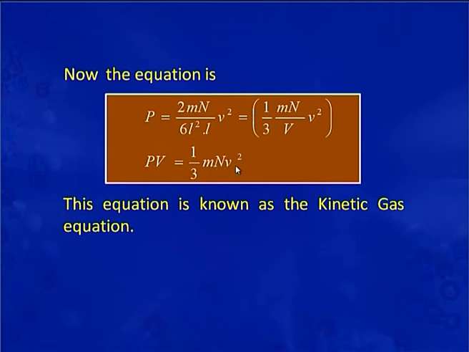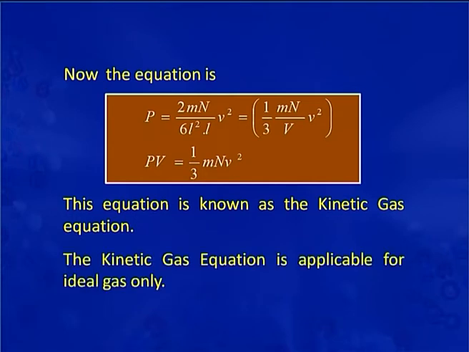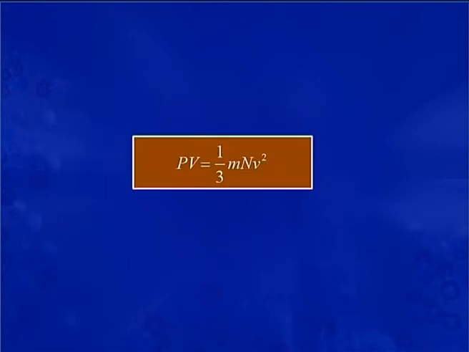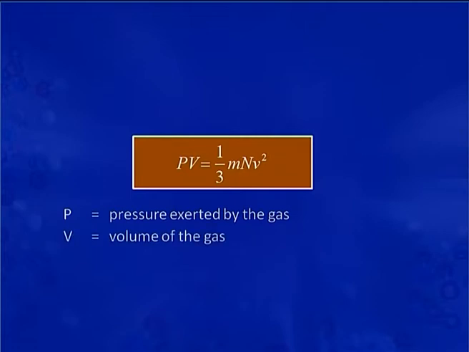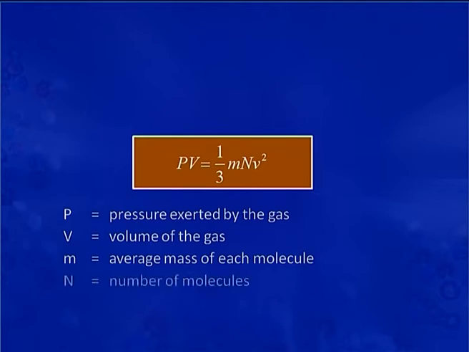This equation is known as the kinetic gas equation, and this equation is applicable for ideal gas only. So, PV = 1/3 mn v². P is the pressure exerted by the gas, V is the volume of the gas, m is the average mass of each molecule, n is the total number of molecules, and finally v² is the mean square velocity of the gas.